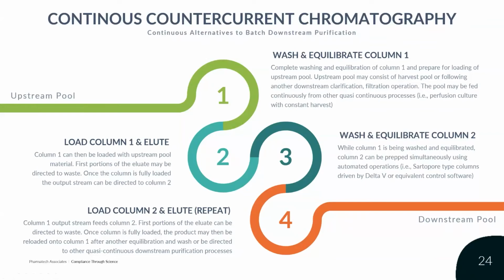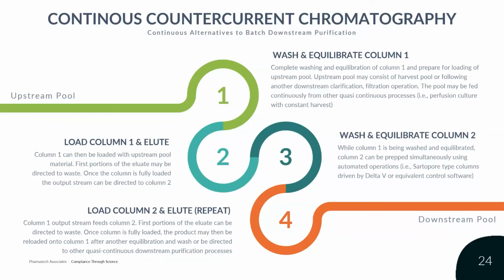Essentially, once you're done washing and equilibrating your first column for chromatography, and as you're loading that washed and equilibrated column, you're washing and equilibrating a second column and getting it ready. These are connected in series, and you can entirely automate this process. So between Delta V and other automation platforms, if people were to develop a well-characterized, what I would call a custom system, it's certainly possible.